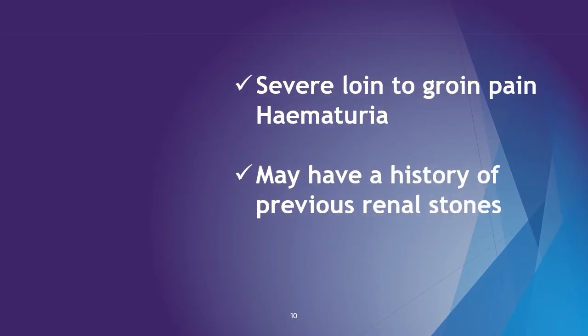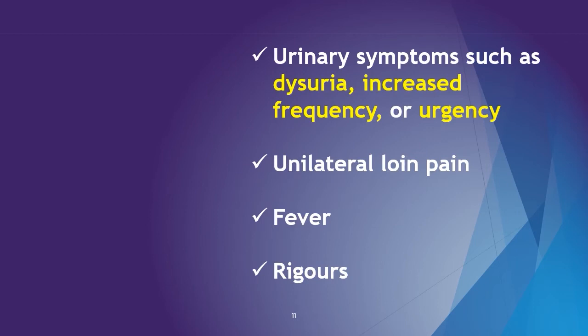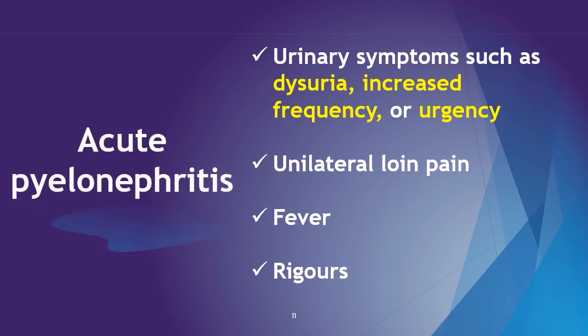If a patient presents with severe lower groin pain with hematuria and with a history of previous renal stones, this is a case of renal colic. Okay, what can this be? Patient is having urinary symptoms such as dysuria, increased frequency, urgency, and there's a unilateral loin pain with fever and dark urine. When it gives you the clue of fever, it implies that there is an inflammatory process going on. So it can be acute pyelonephritis.